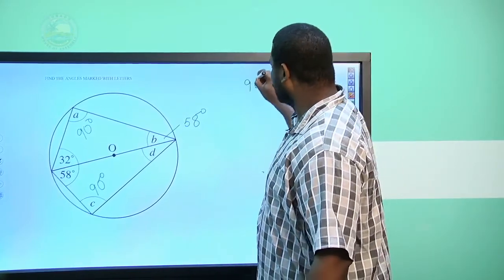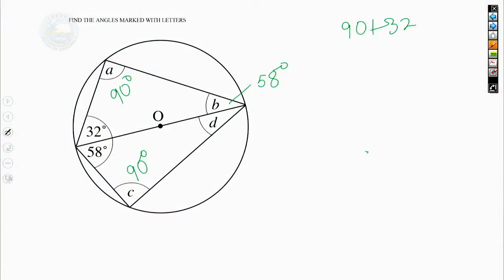So we have 90 plus 32. Well, 90 plus 32 should be 122 degrees. And then we do 180 take away 122. That is going to be, we carry the 1, so we get 58 degrees. Oh, I was right, boy. Well, look at that. It just happened.